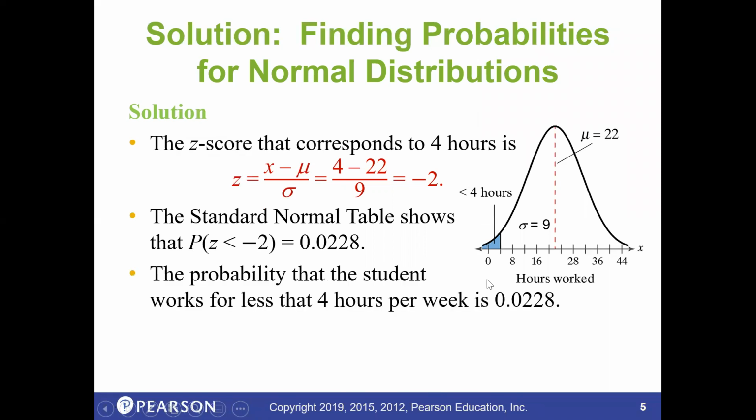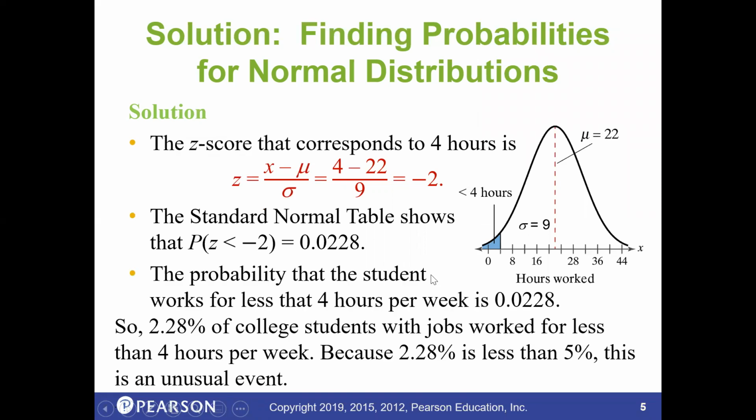Absolute. So area now translates into people, and the portion of the area translates into percentage, which is about 2.28% of the college students that work less than 4 hours a week. We good? That's kind of what we're saying. Okay, rule of thumb is if it's less than 5%, it is an unusual event. So our cutoff is going to be 5%. Okay, we good there? That was going off to the left. True? Cool. Let's do another one here.